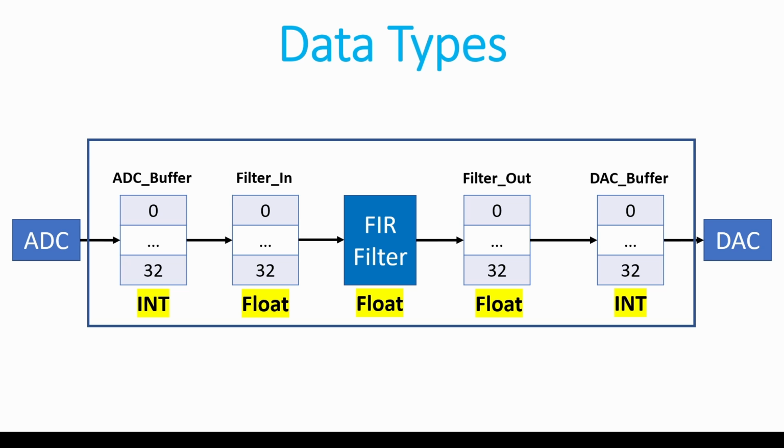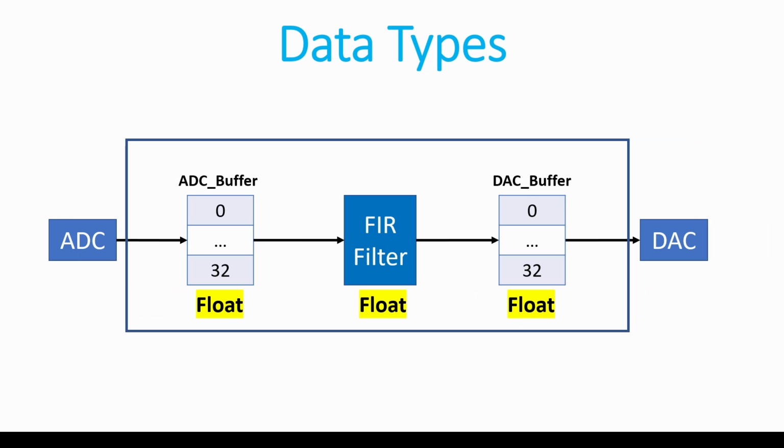As you can probably notice, we are spending valuable computation time performing operations to cast the data back and forth between integers and floats. Therefore, you might ask, is there a way to remove all of the casting operations and speed up the filtering process? And the answer is yes. A more efficient block diagram would look like this, where now samples are stored directly in the ADC and DAC buffers as floats, and thus no casting is necessary.